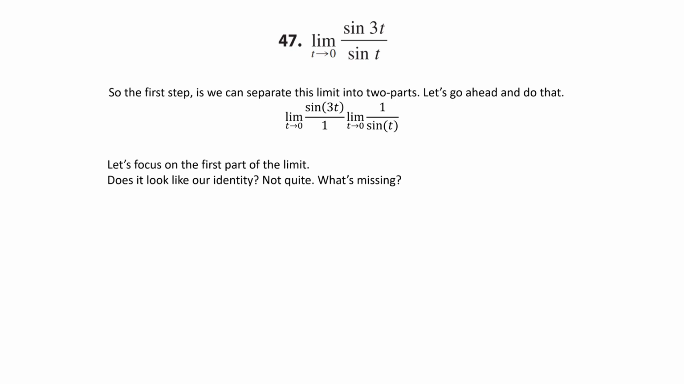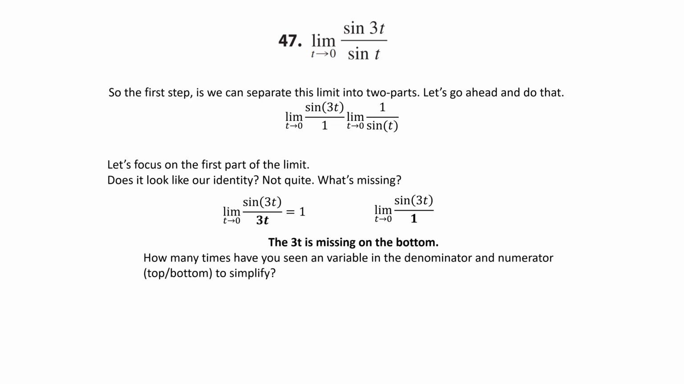So let's just look at the first part for a couple seconds, okay? Does it look like the identity that we established? So I put the identity that we established on the left and what we have in our problem on the right here. So I bolded what's different. Can you tell what it is? It's basically the 3t on the bottom is missing.